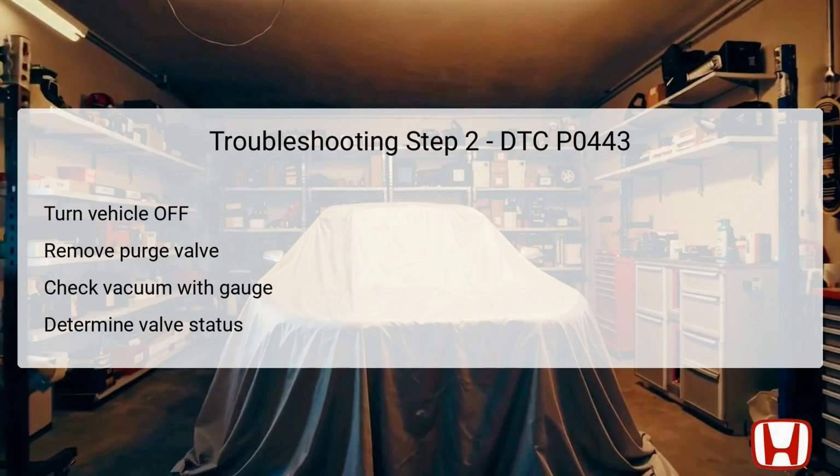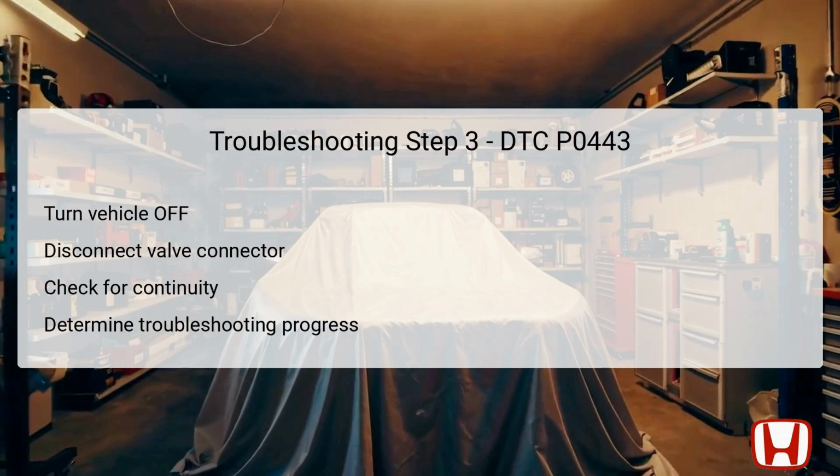After connecting the gauge, start the engine and let it idle to read the vacuum level. If there is noticeable vacuum, it indicates that the EVAP Canister Purge valve is stuck open, revealing one possible fault. In contrast, if there's no vacuum, it suggests the valve is stuck closed. Each result directs the technician towards the appropriate next step for further diagnostics.